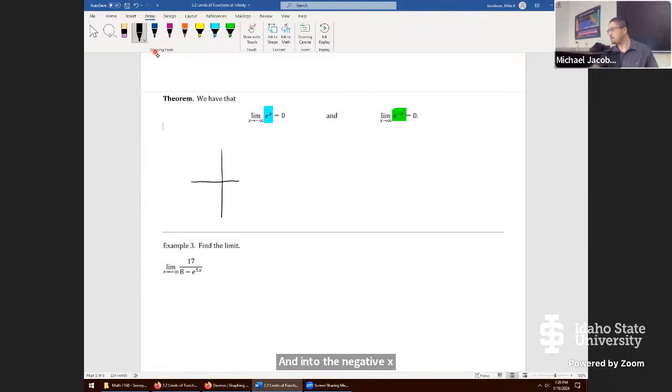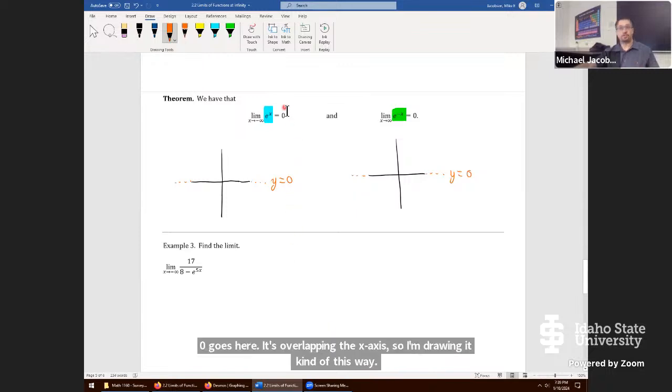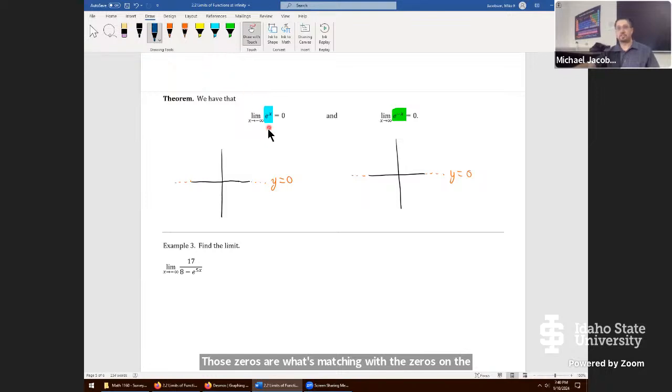Let's do some really simple plots on both of them. But whichever function we're plotting, they both have this asymptote. Y equals 0 goes here. It's overlapping the x-axis, so I'm drawing it kind of this way. Those zeros are what's matching with the zeros on the limits here and here. And now let's plot the functions.